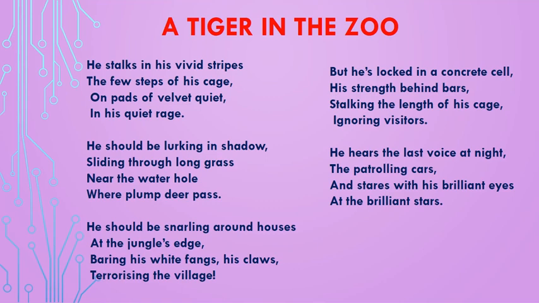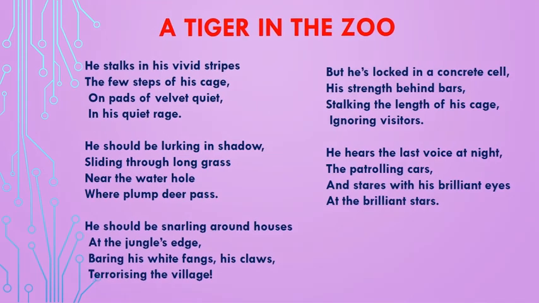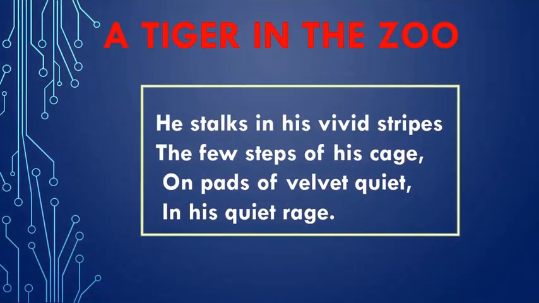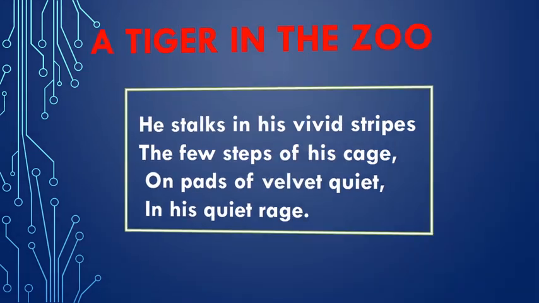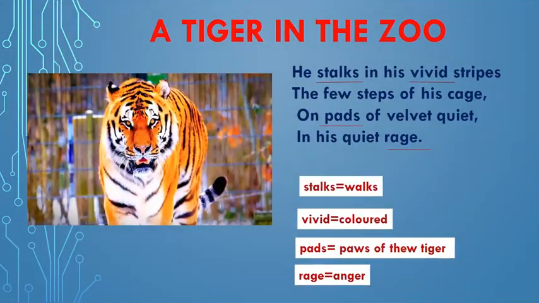Okay, now all children, now we can read the whole 5 stanzas. Okay children, now let us understand the poem. The first stanza: He stalks in his vivid stripes, the few steps of his cage, on pads of velvet quiet, in his quiet rage. This is the first stanza.